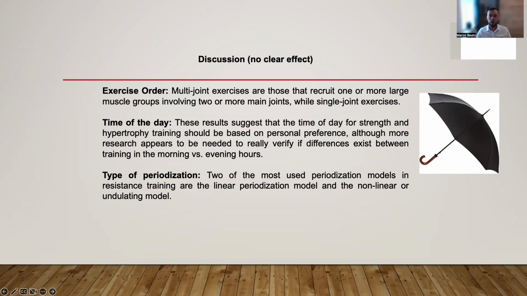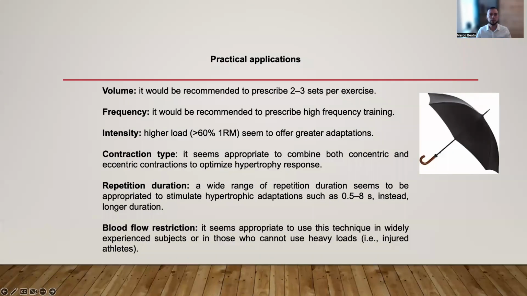About periodization, we know that there are two different models. One is a linear periodization model, and the second one is called non-linear or undulated model. Based on the evidence that we have and based on the meta-analysis reported in this umbrella review, when the overall training volume is equated, no significant differences were observed. Therefore, we cannot conclude that one periodization model is superior to the other. Let's move to the practical application now.